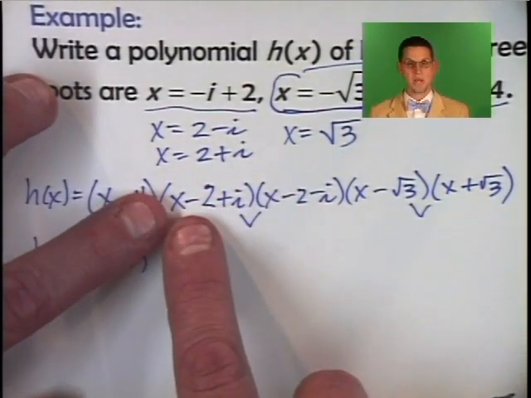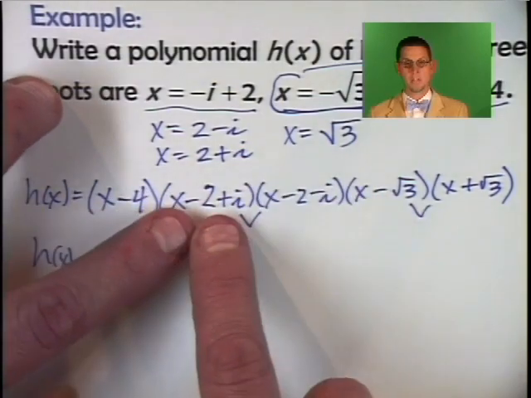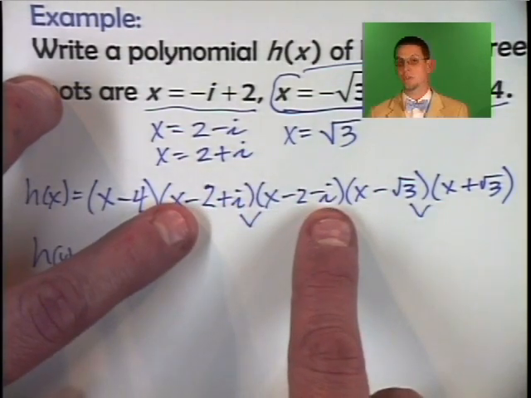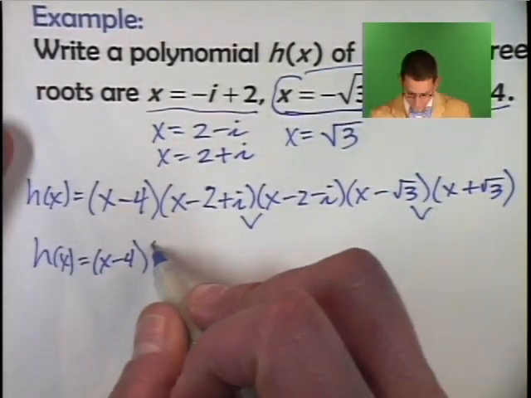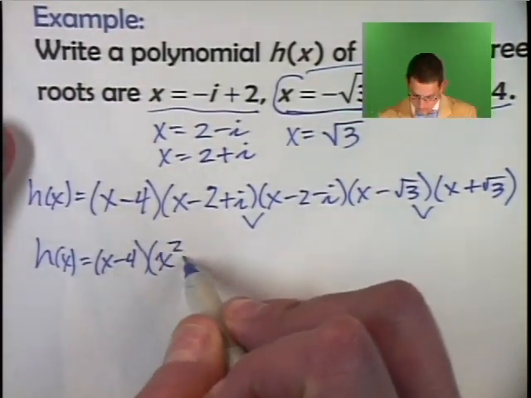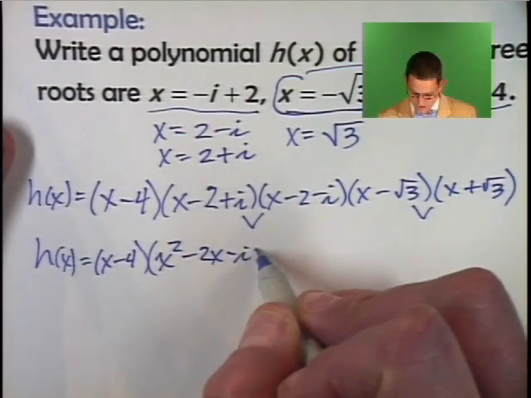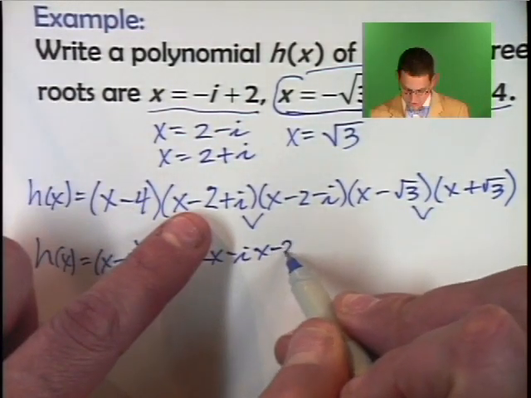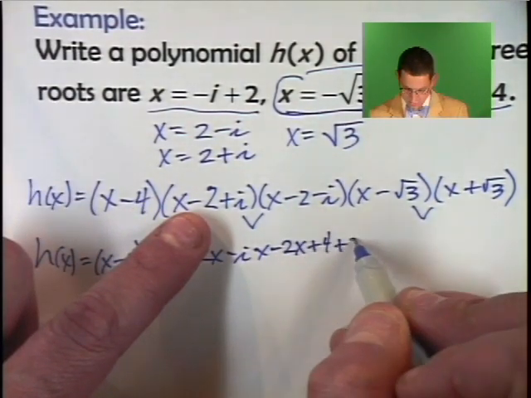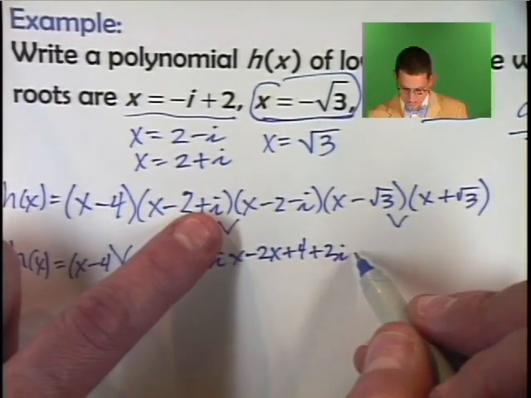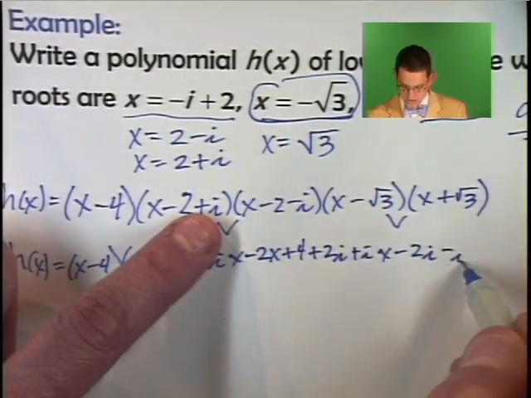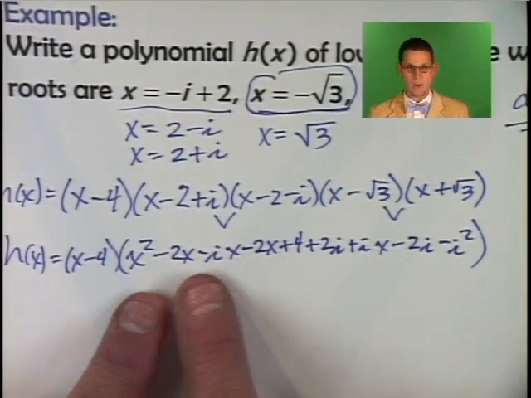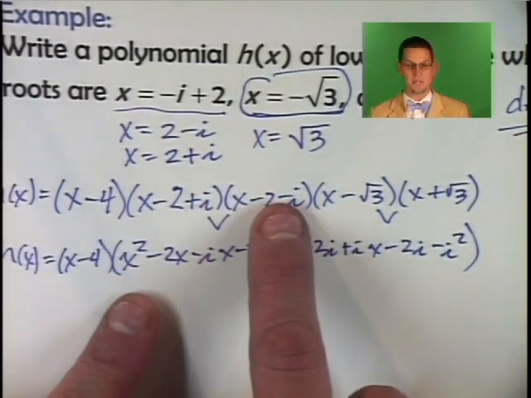So I'm going to start with this x and distribute it to all three of these. Then I'm going to take the negative 2 and distribute it to all three of these. Then I'm going to take my i and distribute it to all three of these. So here we go. Carefully now, I get x squared minus 2x minus ix. And then I move to the 2, negative 2x plus 4 plus 2i. And finally, I get plus ix minus 2i minus i squared. All of that right there is the expansion of these two.